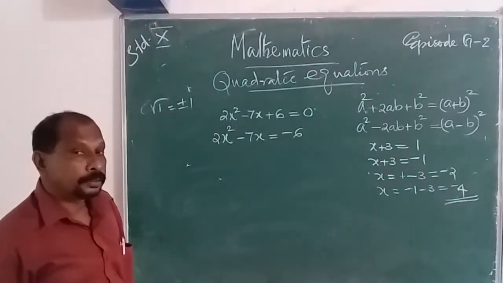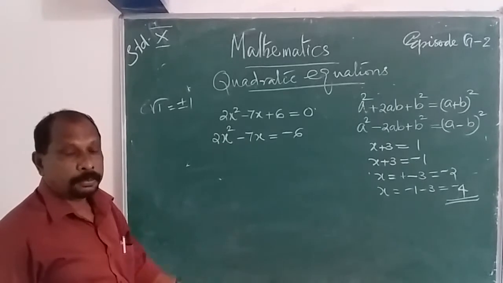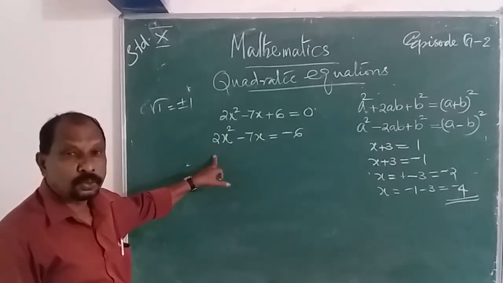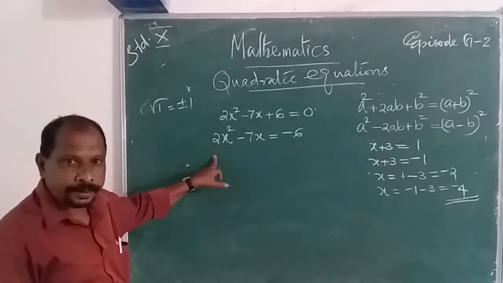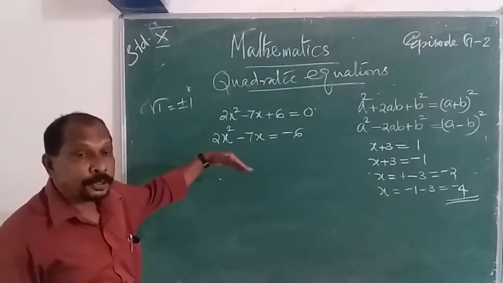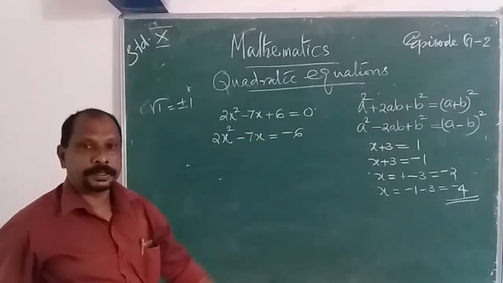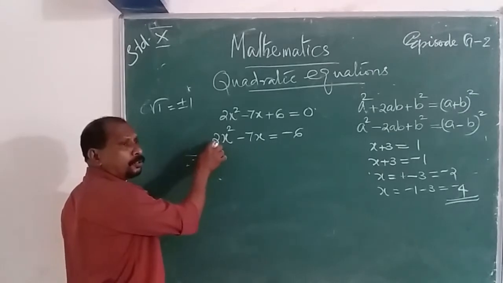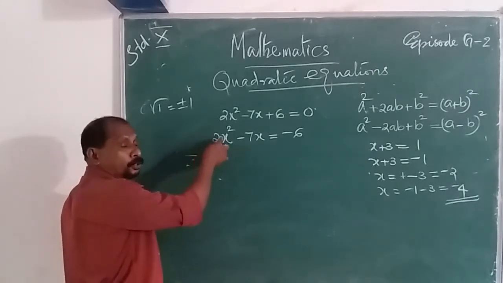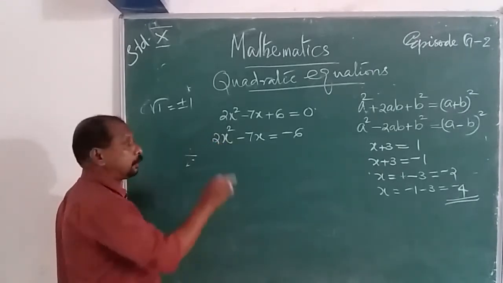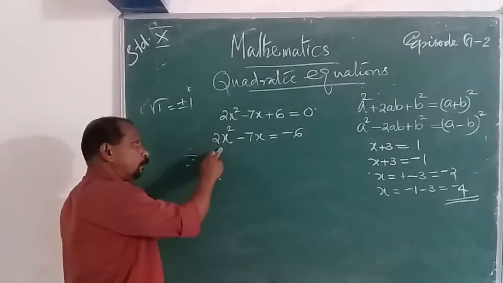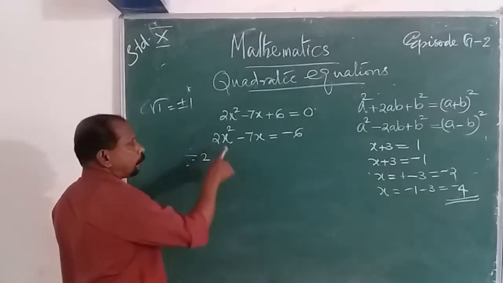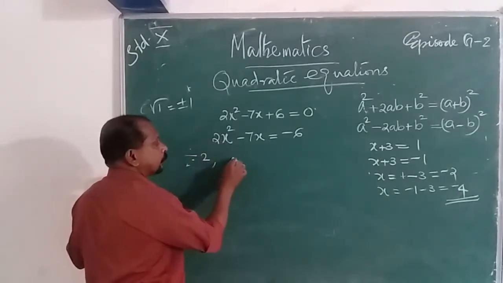Then verify what? The quotient of x square. But in this example, the quotient of x square is equal to 2. Then dividing by 2 on both sides. That is the next step. This is not a complete square. 2x square is not a whole square. 4x square is 2x the whole square, but it is not a complete square. Therefore, dividing by 2, 2x square by 2 is x square.